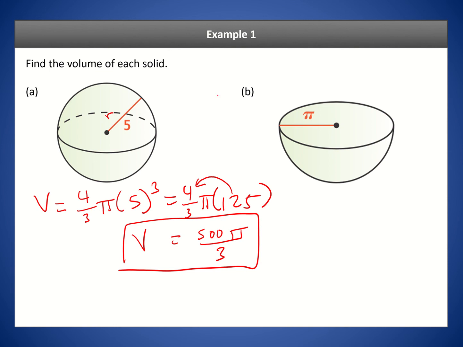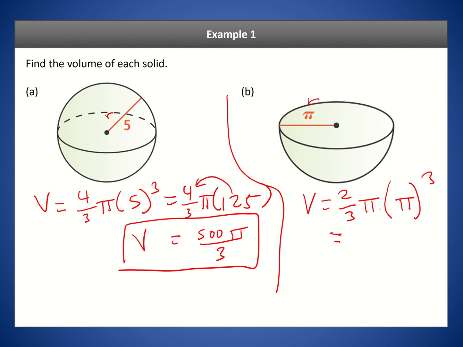Now for part B, we have a semi-sphere, or a hemisphere. So that means it's going to be 2/3 pi times the radius cubed, right? And the radius here is pi. That's my radius. So we have pi to the third. So this just becomes 2/3 pi to the fourth power, because we have third power here and then 1 power here, total of 4.